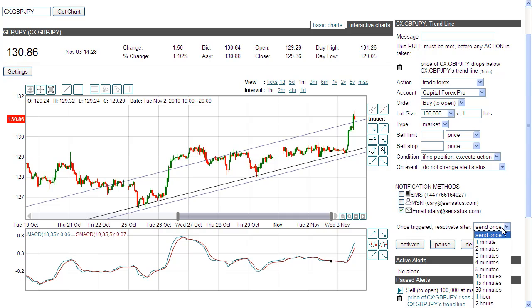I would like this to continually happen until the alert is paused or stopped. So I'm going to set it up to recheck after 1 minute. After the alert conditions are met, it goes to sleep. 1 minute later, the alert starts checking again to see if the price is falling below this trend line. I'm just now going to activate that.